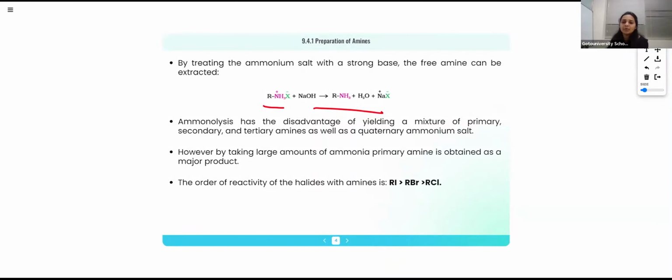Then see, the important thing is I told you the rate of the reaction. Which alkyl halide will react more? As I told you, alkyl iodide will react more because the bond between carbon and iodine will be very weak because of the large size of the iodine. So it is easy to break. So it is easy to form the compound using this alkyl iodide. Okay, so the rate of reaction will be higher in alkyl iodides.